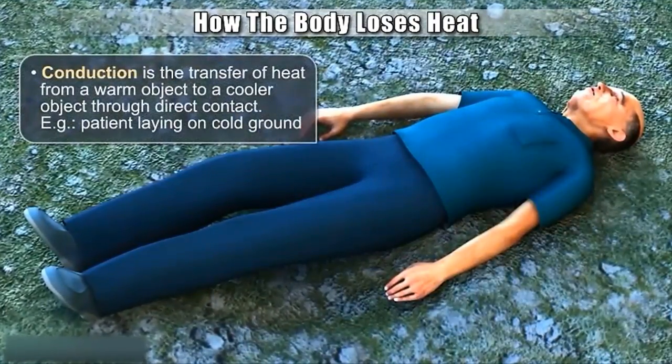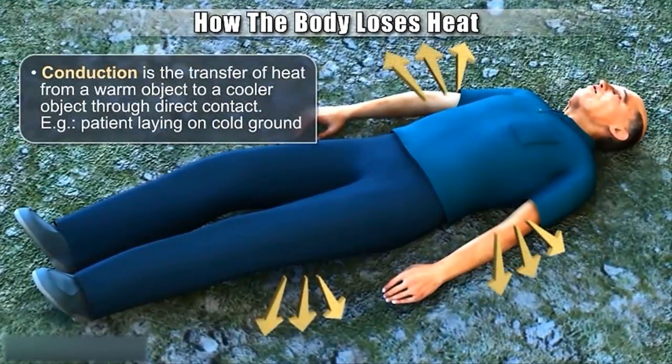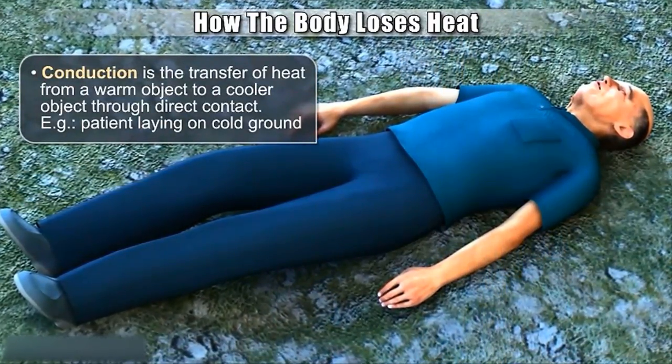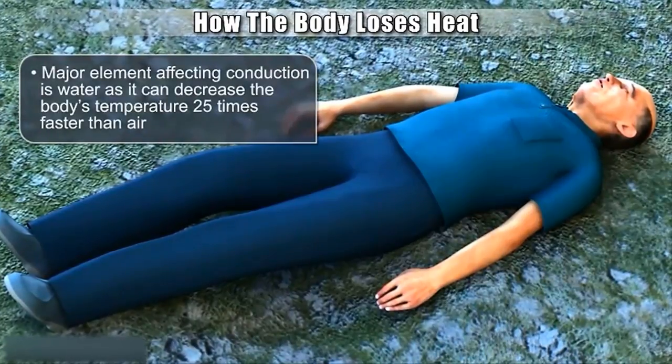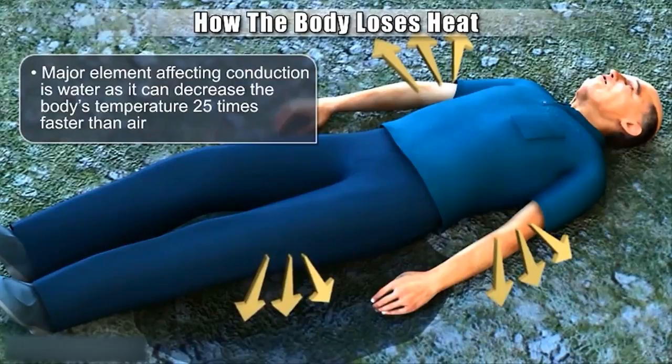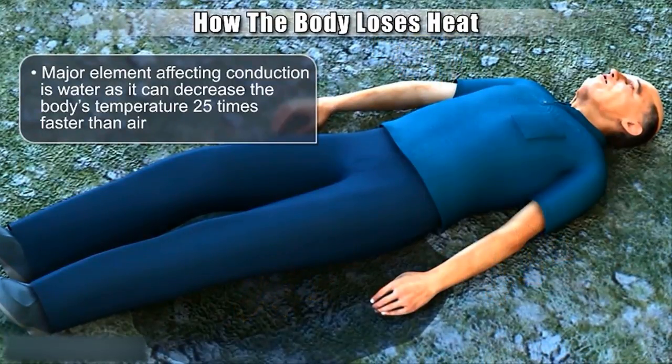Conduction is the transfer of heat away from a warm object to a cooler object through direct contact. An example would be a patient laying on the cold ground. A major element affecting conduction is water, as it can decrease the body's temperature 25 times faster than air.